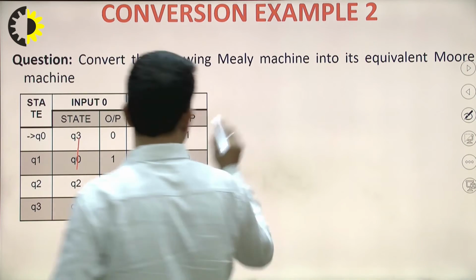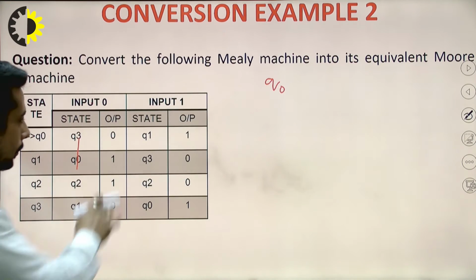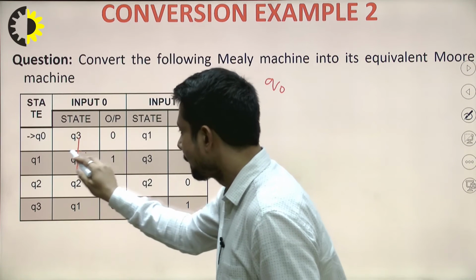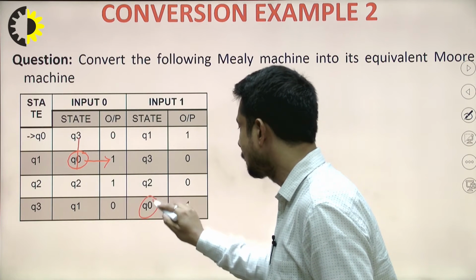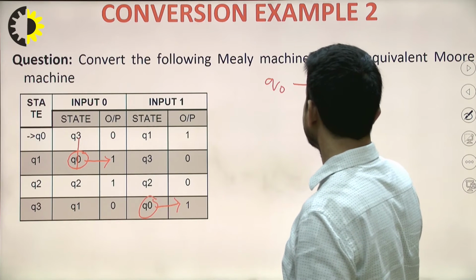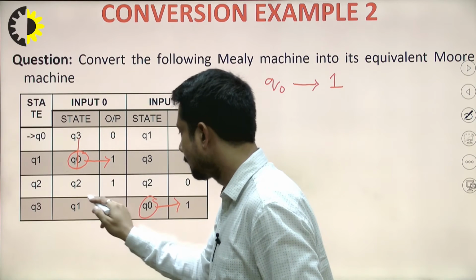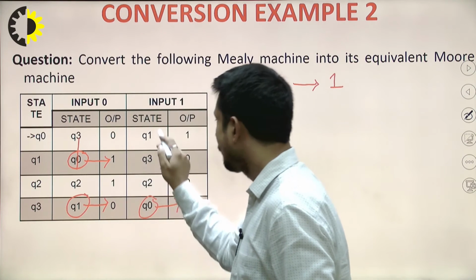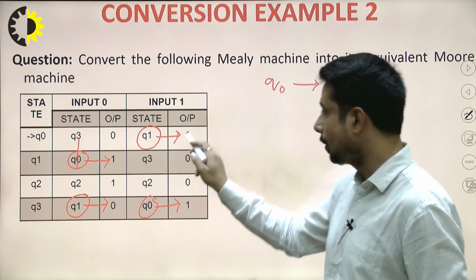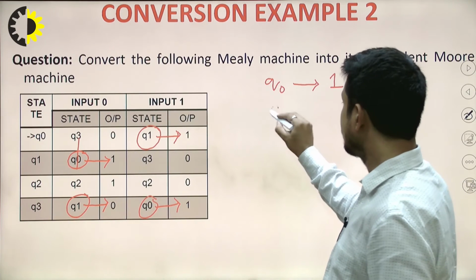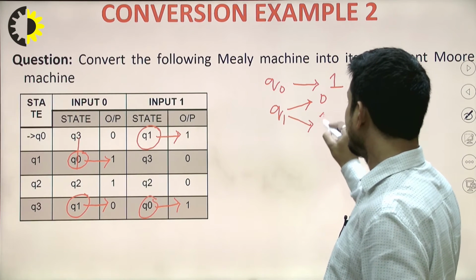See, first let me take Q naught. If we look into these particular states, Q naught is associated with 1 here, and Q naught is associated with 1. So Q naught output will be 1. Fixed. Okay. Next come back to Q1. Q1 output is 1, and Q1 output is what? 0. Oh, sorry. Q1 output is 0. Q1 output is what? 1. So that means Q1 is having two outputs, one is 0 and one is 1.